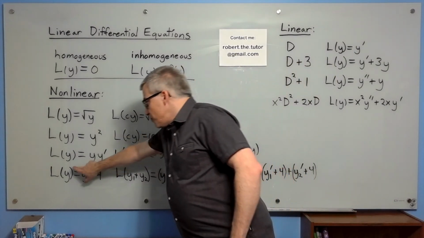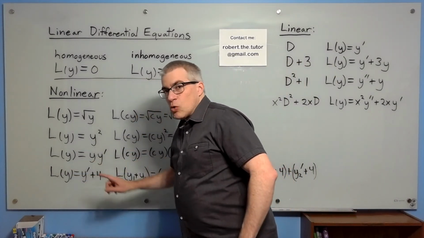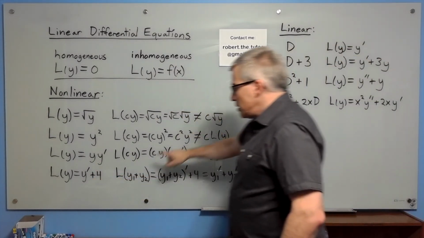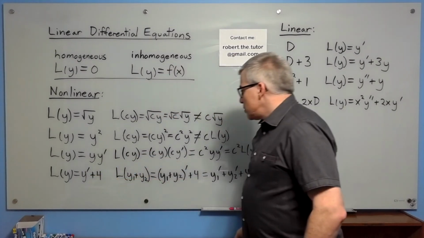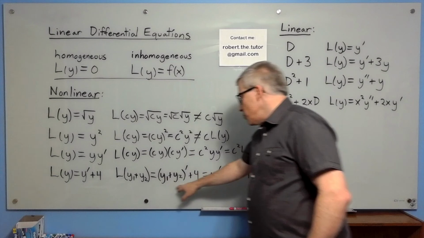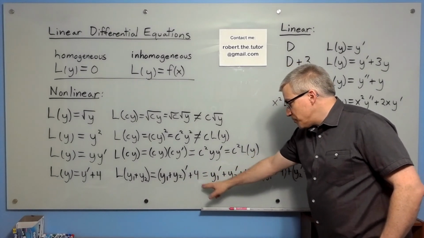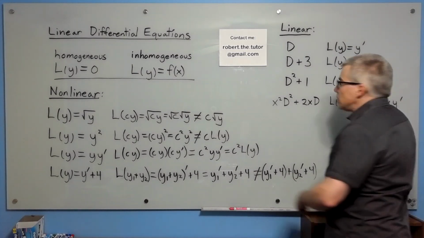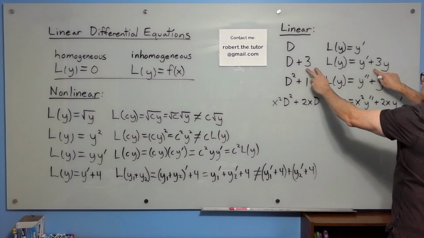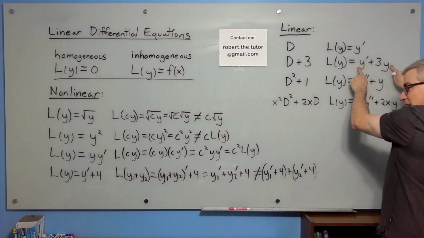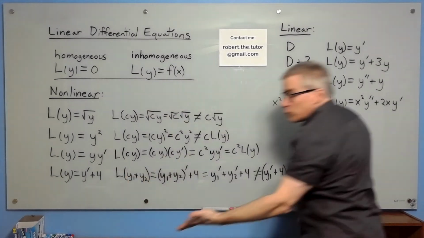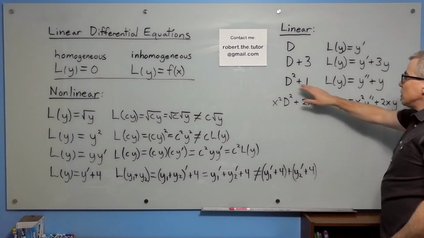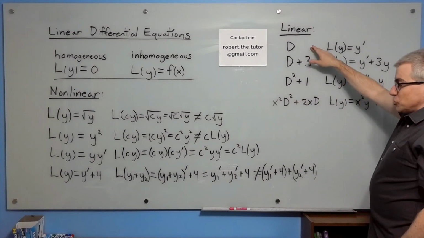This fourth example, L of y equals y prime plus 4. Now I want to carefully distinguish that from this kind of example. This is y prime plus 4. So if you do L of y1 plus y2, you get a single plus 4, but you were supposed to get a plus 4 for each of them. D plus 3 is y prime plus 3y, whereas that's just y prime plus 4, not 4y. That's the difference. This is a linear operator. So is this. So is derivative, of course.